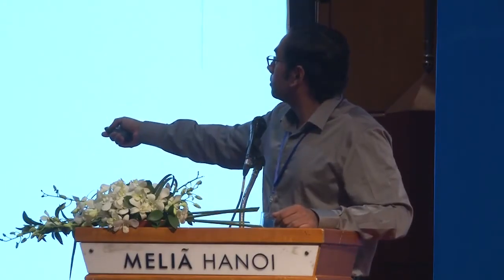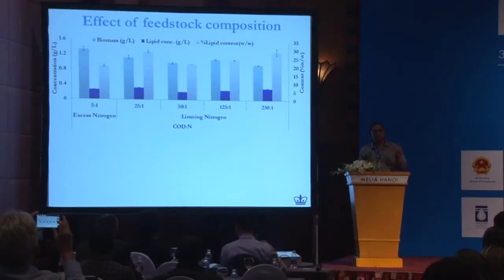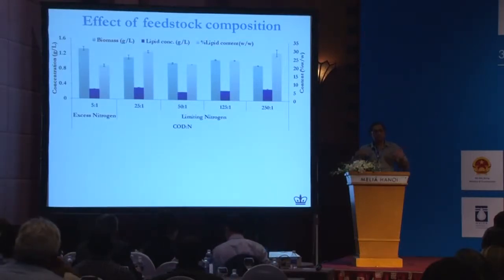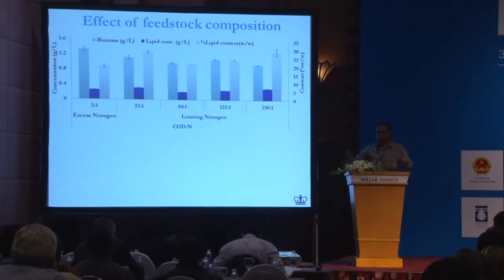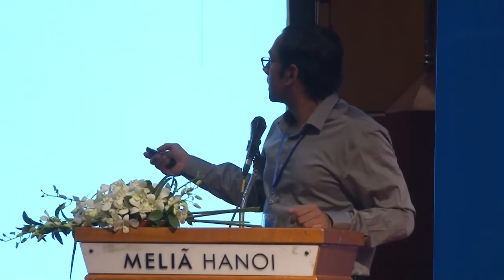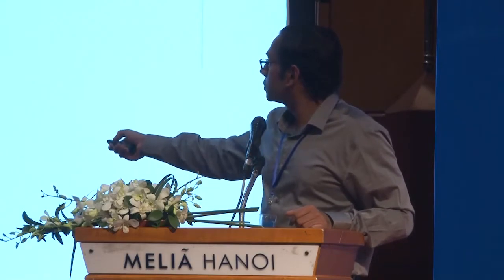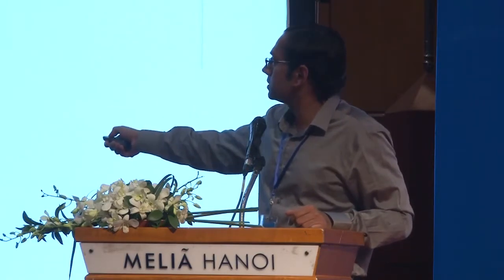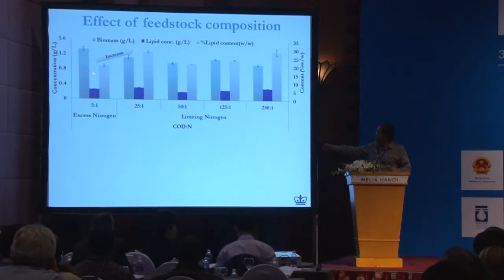And then this is the lipid concentration, the dark blue bars. And then finally, these gray bars are the percentage of the yeast cells which are showing up as lipids. So this is the amount of accumulated lipids inside the cell. And here on the x-axis, I'm showing you a representation of the different feedstocks that we put into the system. And just to summarize this, what we are showing is that when nitrogen is present in excess, we get a certain signature. This is the amount of cells produced, this is the amount of lipids produced. This is the percentage of the cell that is comprised of lipids.